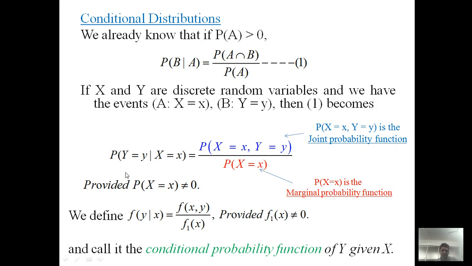So this left hand side portion, probability of Y given X, is nothing but the conditional distribution, sometimes known as the conditional probability function of Y given X. Again I will say that this can be read as the conditional probability function of Y given X. Sometimes these are simply written as probability of capital Y given capital X. There is no need to write small y and small x.